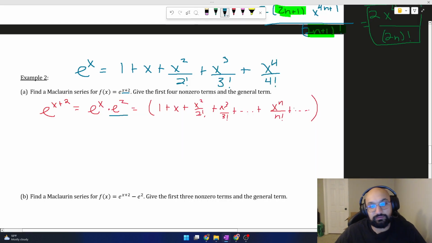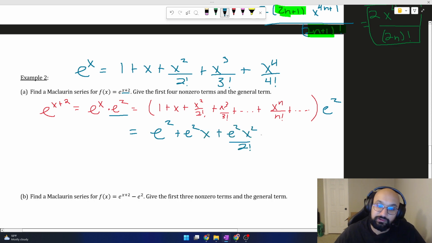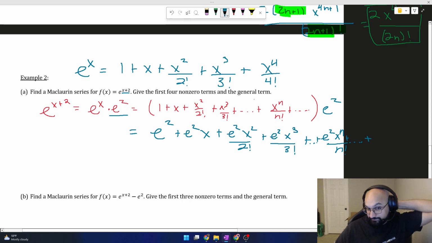This quantity e squared is going to go at the end. And then we could just write down our final answer. It would be e squared plus e squared x plus e squared x squared over 2 factorial plus e squared x cubed over 3 factorial plus e squared x to the n over n factorial. There's some dots in here and some dots in here, and all is good.